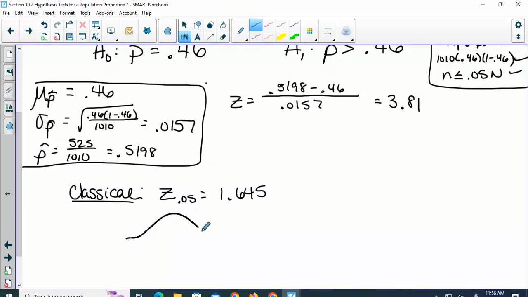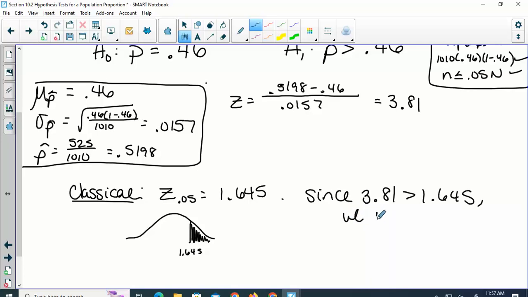So what that means is we found for this approach 1.645 was our threshold. Anything beyond that we would be in our rejection area. We got 3.81. Is that where we would reject? Yes. So since 3.81 is greater than 1.645, we reject the null hypothesis.